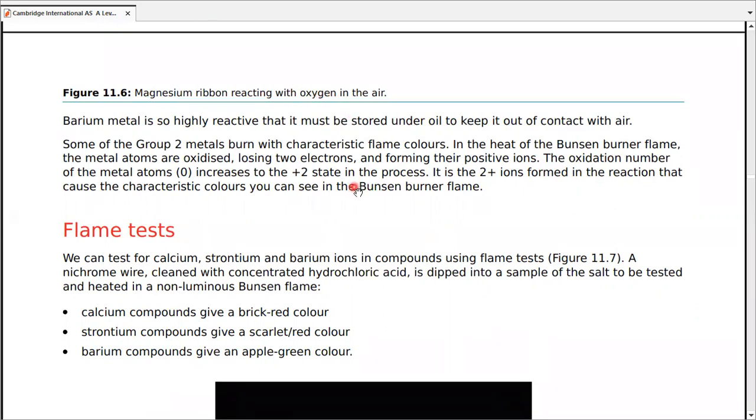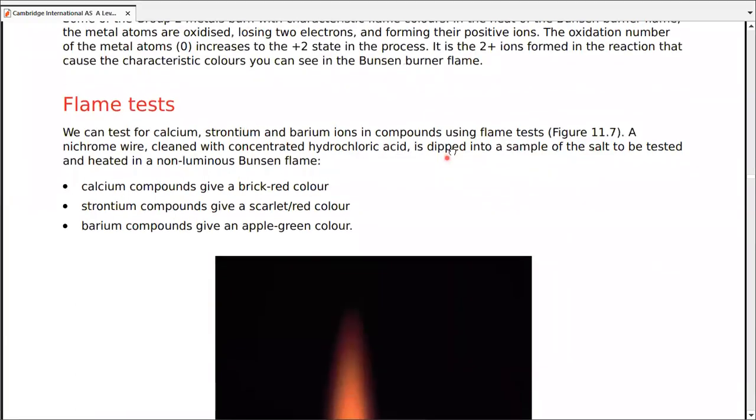So some of the group 2 metals burn with characteristic flame colors. In the heat of a Bunsen burner flame, the metal atoms are oxidized, losing two electrons, forming their positive ions. The oxidation number of metal atoms, of course, increases to the plus 2 state. Oxidation occurs. The plus 2 ions formed in the reaction cause the characteristic colors.